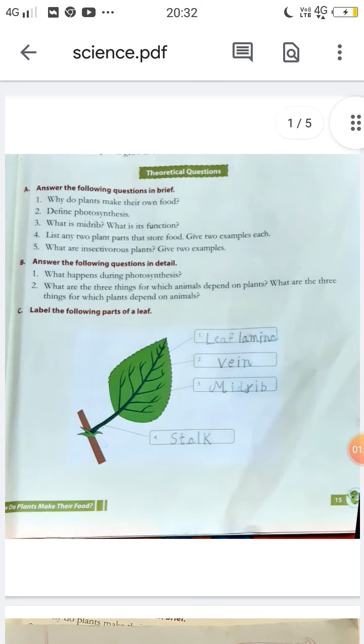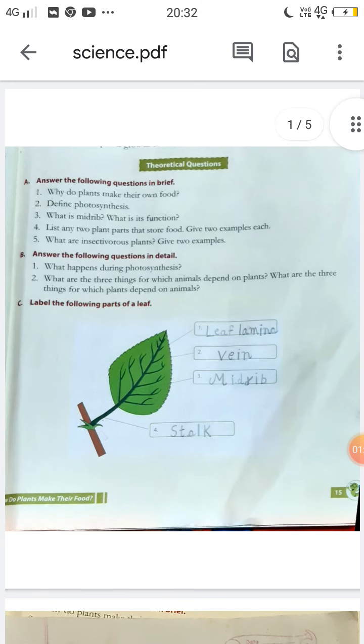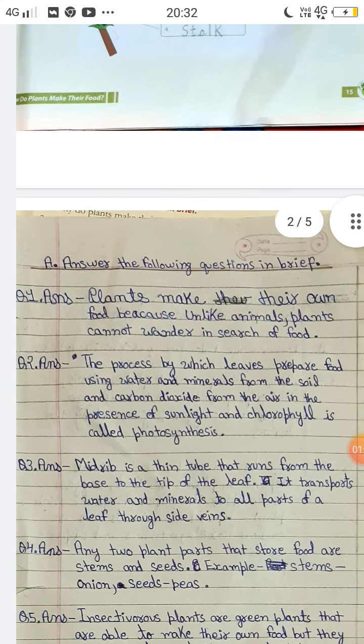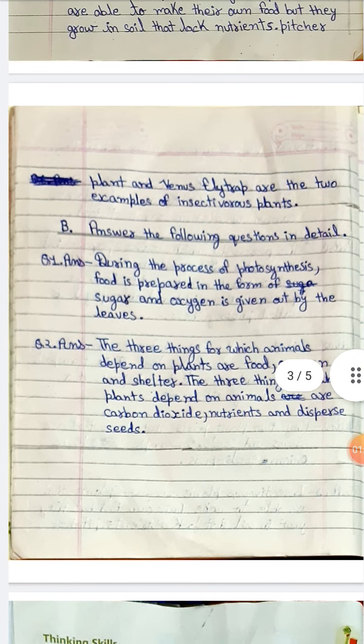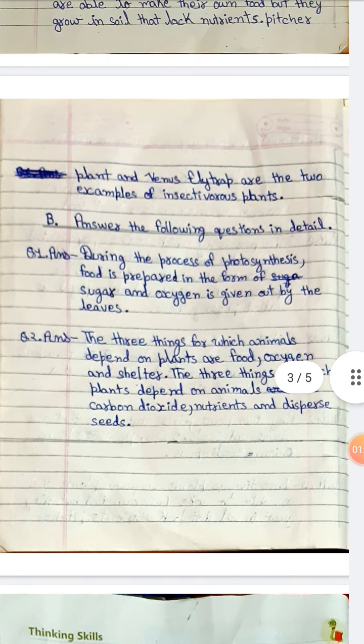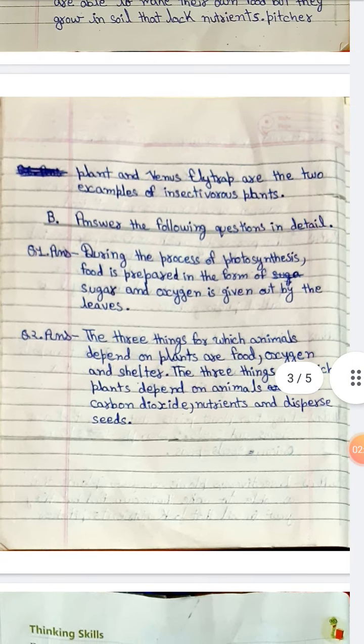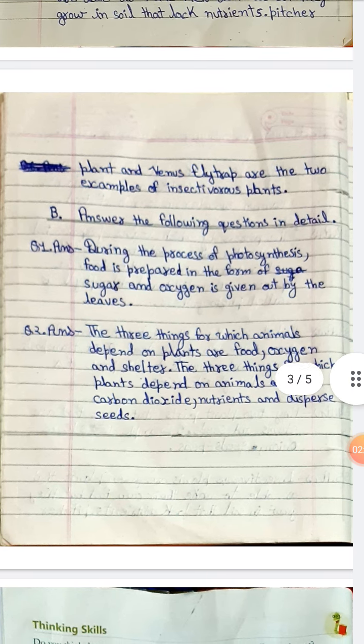B. Answer the following questions in detail. First question. What happens during photosynthesis? During the process of photosynthesis, food is prepared in the form of sugar and oxygen is given out by the leaves.